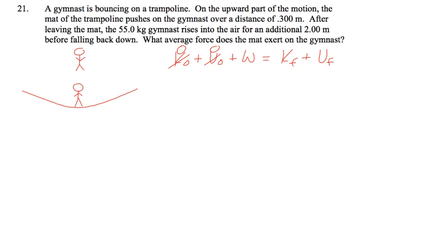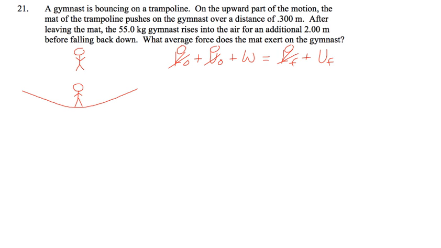What else is 0 in this problem? KF, because when they go up into the air, same thing down here. They're going up, up, up, up, up. They reach their maximum height, then they start coming down. So in between going up and coming down, they have to stop. So the final kinetic energy is 0. So there's my equation: work equals UF.